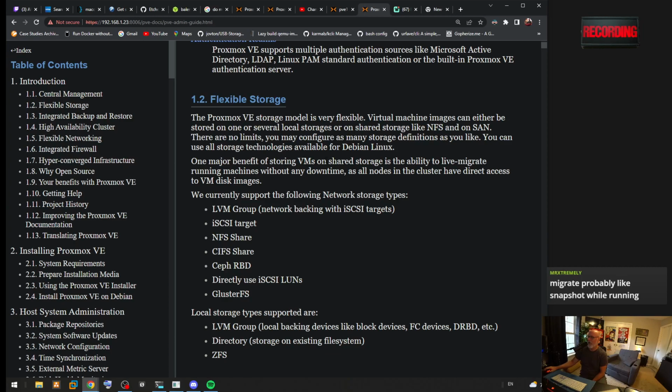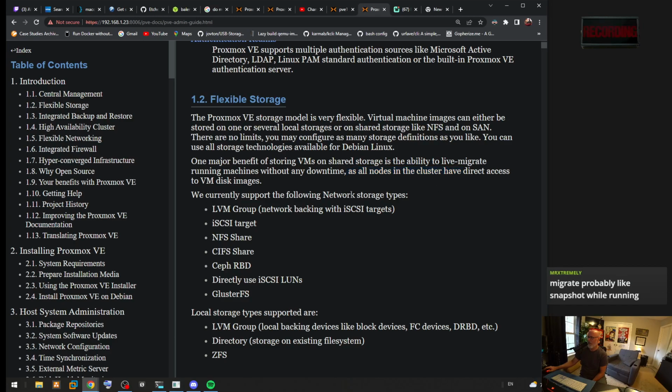So one major benefit of storing VMs on the same shared storage. This is absolutely perfect for a big workstation server like I ordered. It might not be as good for separate enterprise racks and stuff like that. As all nodes in the cluster have direct access to the VM disk images. Okay. Look at that. All nodes in the cluster. I don't know what the definition of cluster is yet. We're gonna figure that out. But I have a feeling a cluster is all of the VMs on the same computer. I have a feeling that's what they mean.